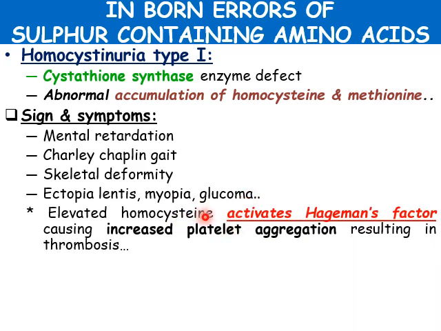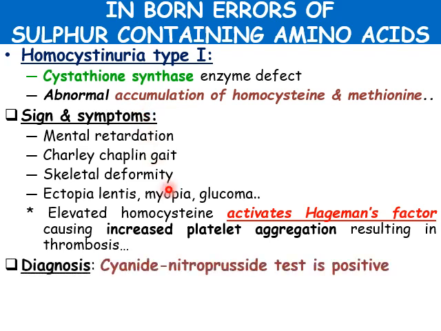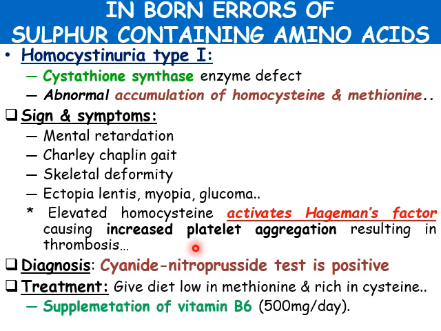This elevated homocysteine activates the Hageman factor of the coagulation pathway, causing increased platelet aggregation and resulting in thrombosis. Because of that, a higher level of homocysteine is associated with cardiovascular diseases. This condition can be diagnosed with the cyanide nitroprusside test, which will be positive in case of homocystinuria.